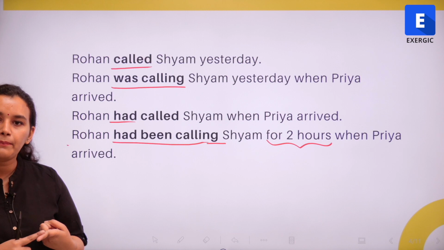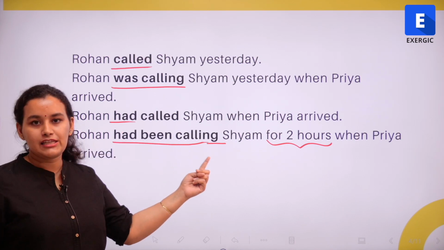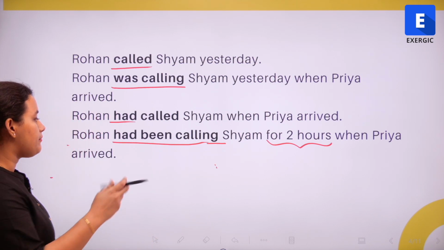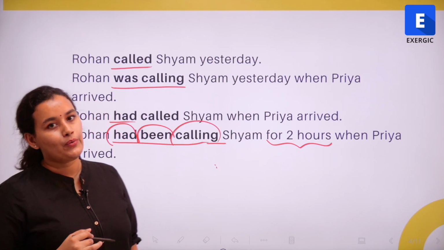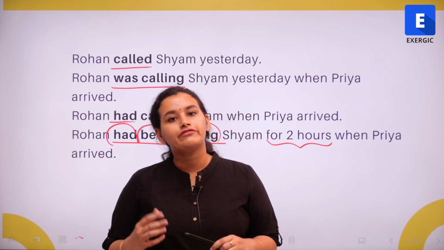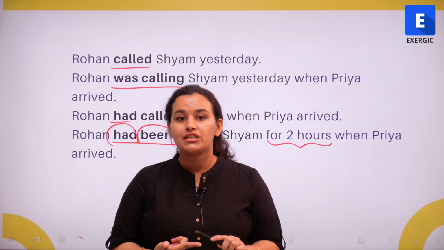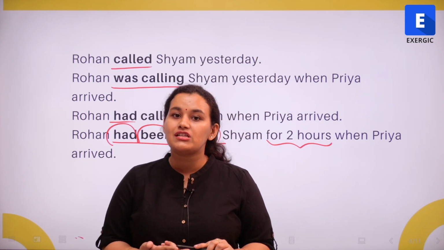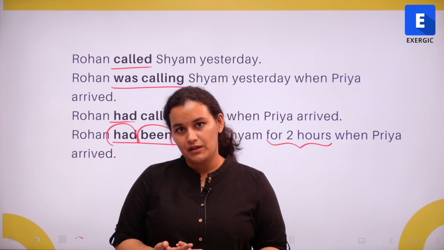For the perfect part, I need a had. For the continuous part, I need an ing version of the verb, and to connect them, I have a been in between. So a had, a been, and an ing version of the verb. So that brings us to an end of this lesson. We saw the different types of past tenses there are, in which circumstances which tense is used, and how do we frame positive sentences, negative sentences, as well as questions in each of the different types of past tenses.